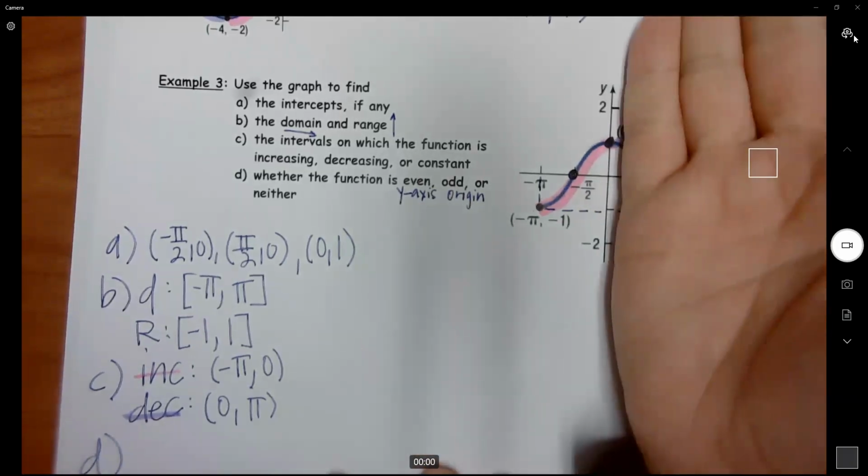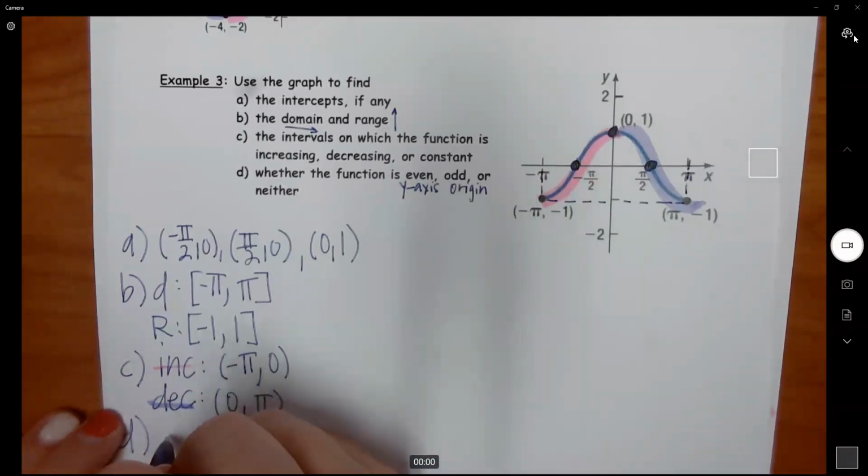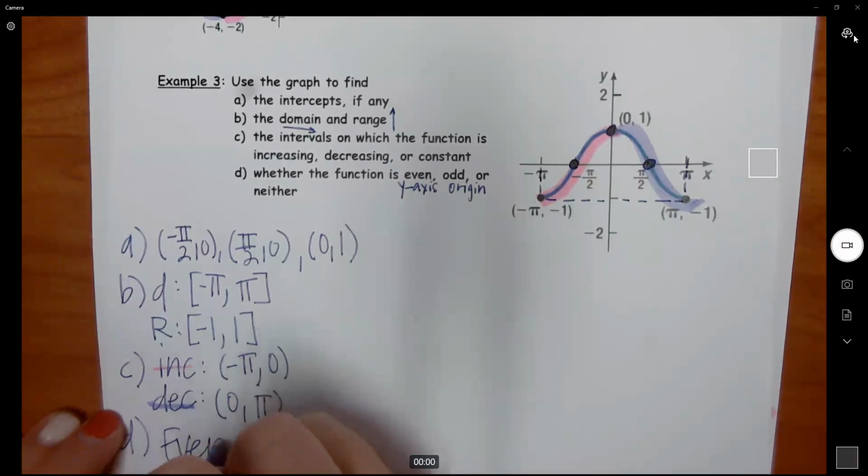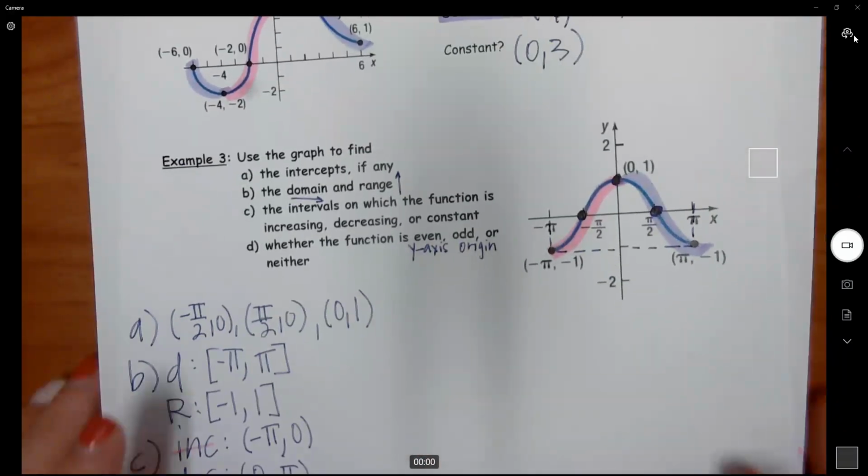So is it even? Does it have y-axis symmetry? Yes, it does. So it is even. Does it have origin symmetry? Nope, that looks different. So it is just even.